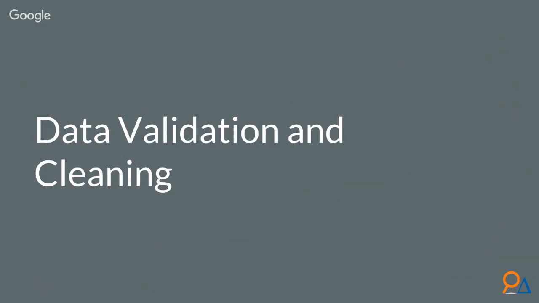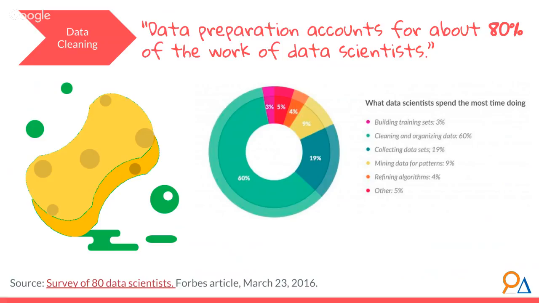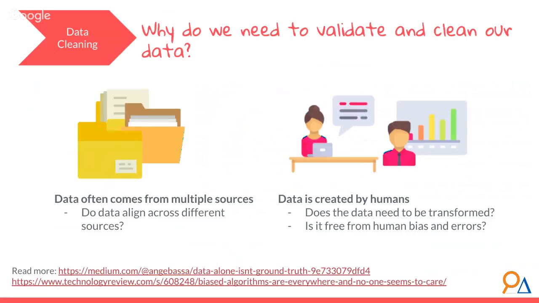So yeah, before exploration, we usually do data validation and cleaning. Data preparation accounts for about 80% of the work of data scientists. So most of the time, you find data scientists going through data, cleaning it, putting it in the right order. Yeah, and that's where the most work is, because if you have bad data, you will have a bad model. Yes. Why do we need to validate and clean our data?